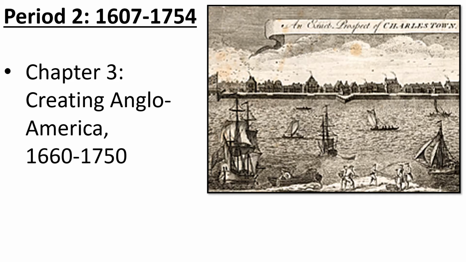So really what we're looking at here is how the colonies go from being fledgling settlements in the Chesapeake and in New England to being much more established societies that are essentially the societies that we are going to see leading up to the American Revolution in a few decades.